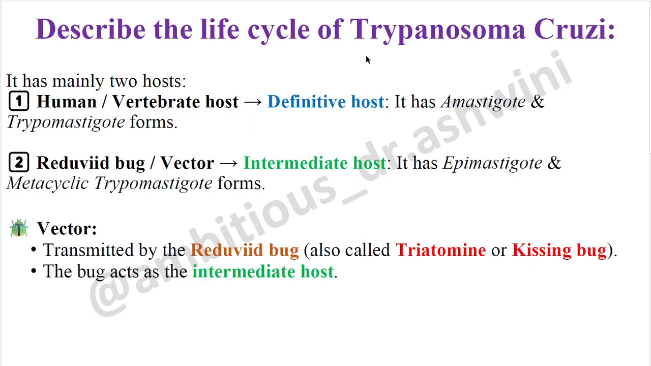Now we will see the life cycle of Trypanosoma cruzi. It has mainly two hosts. First one, human or vertebrate host, which is the definitive host. It has amastigote and trypomastigote forms. Reduviid bug or vector. It is the intermediate host. It has epimastigote and metacyclic trypomastigote forms. Vector, transmitted by the reduviid bug, also called triatomine or kissing bug. The bug acts as the intermediate host.